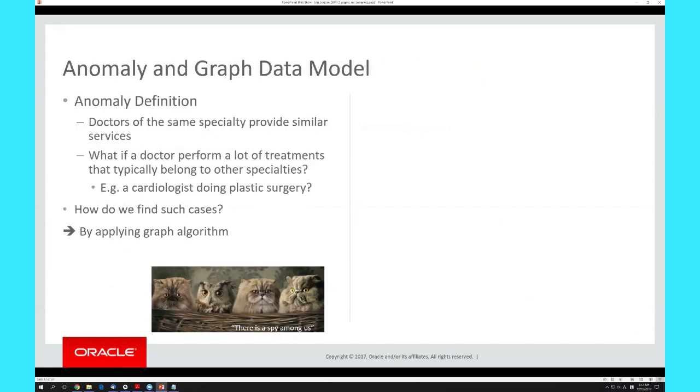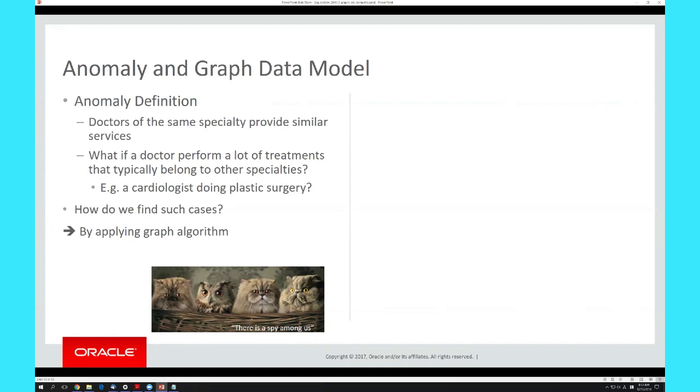Next question. In this data set, what kind of anomaly are we trying to detect? We start from this observation: doctors of the same specialty typically do similar things. If you are an eye doctor, you do eye doctor things. If you are a foot doctor, you do foot doctor things. But what if there's a doctor who doesn't do his own thing, but does somebody else's thing? For example, a heart doctor doing plastic surgery. That is not normal. It's an outlier in this data set.